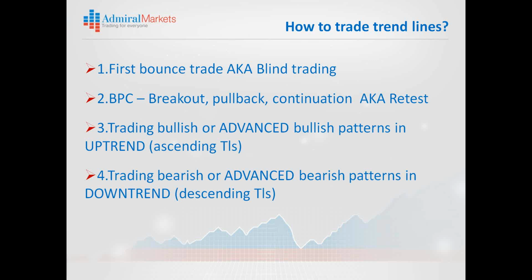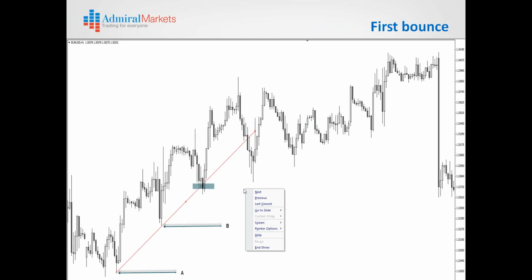Then we can use those trend lines in conjunction with what we know as bullish or bearish candlesticks. We all know that we had a webinar about advanced bullish patterns and advanced bearish patterns. So we can trade those trend lines in conjunction with that. I will show you also how to do that. So we have ascending trend lines, we have descending trend lines, and we have patterns. So we use those patterns when trading trend lines. So I will show you this first example, for example, how to trade the first bounce of the trend line.